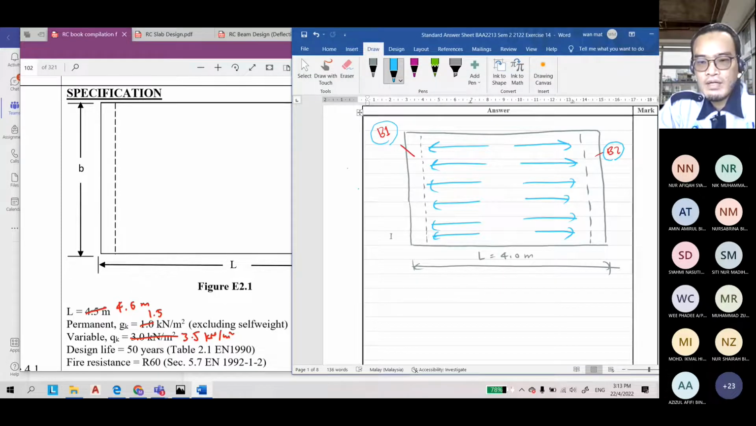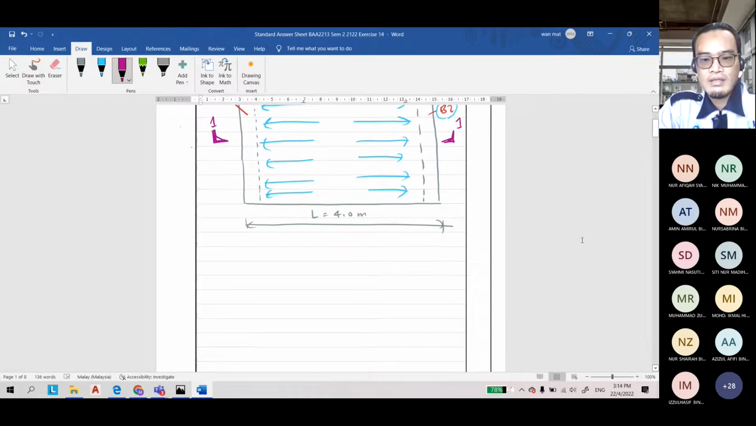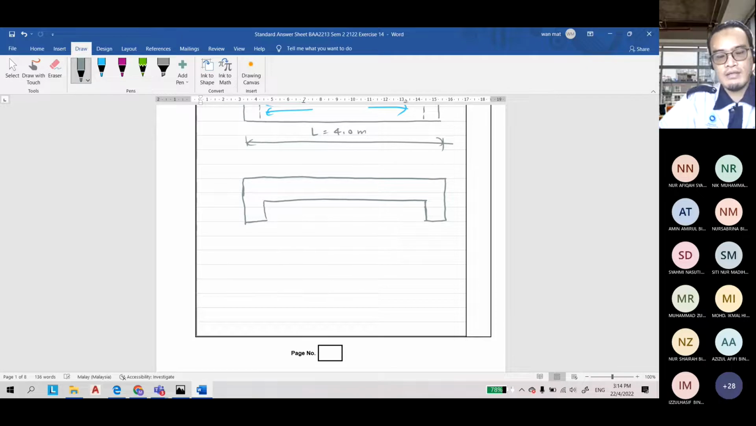If we cut the cross section, let's say this is cross section 1-1. We do the cross section here like this, and this is the cross section. Sorry, I have to enlarge it here, so all of you can see the detailing later, how to do the detailing.